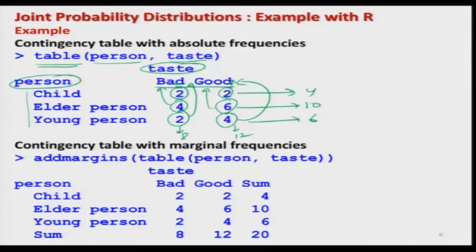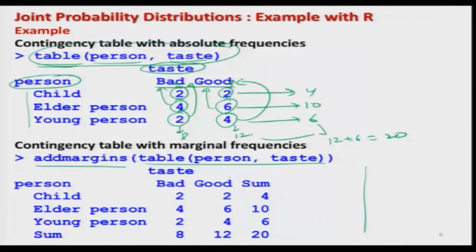And if you try to take the grand total, this will be 12 plus 6 plus... is equal to 20. Now the same thing can be obtained by the command add margins on this same command, table person taste, and you can see here the outcome. This outcome is the same as earlier.